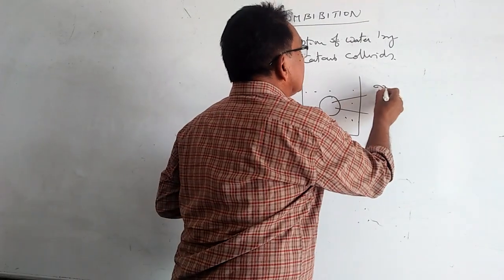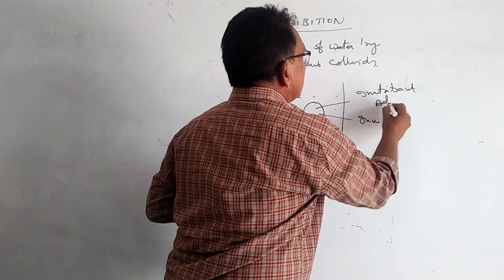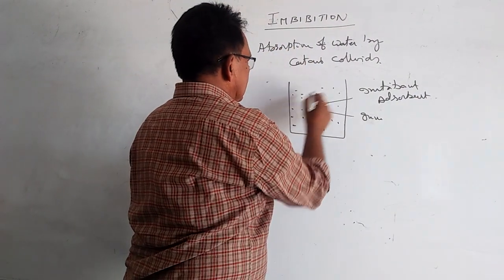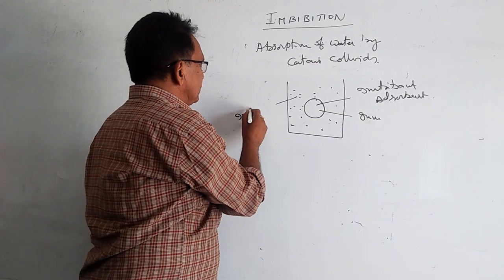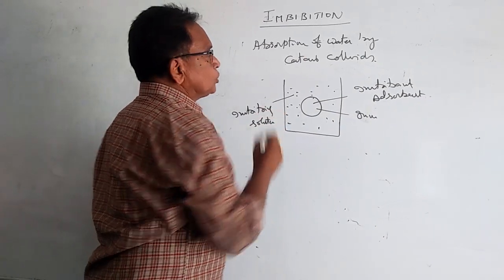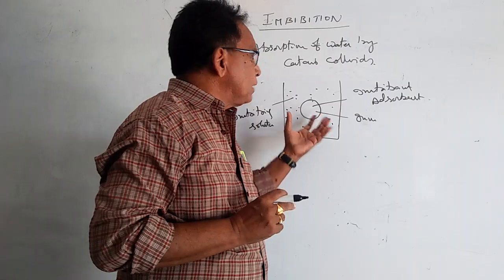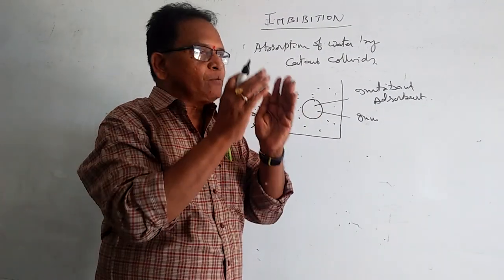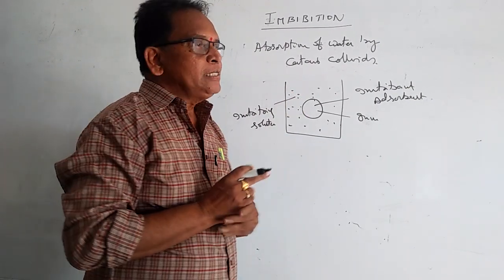This gum is known as the imbibent. This is called imbibent, or we can also call it adsorbent. And the outer solution is known as imbibing solution. So when we place a dry gum in water, this gum will absorb water, and as a result of this absorption, the volume of the gum will increase, and this phenomenon is known as imbibition.